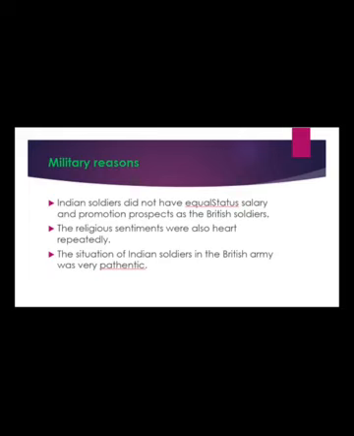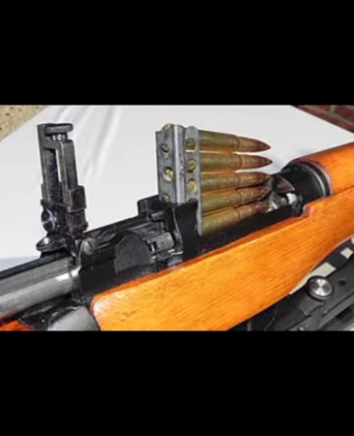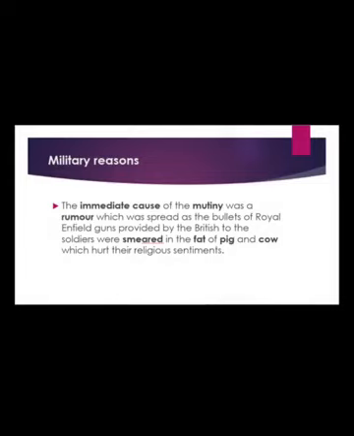The immediate cause of the mutiny was a rumor that the bullets of the Royal Enfield guns provided by the British to the soldiers were greased with the fat of pig and cow, which hurt their religious sentiments. Dear students, the cow was sacred for the Hindus and the pig was prohibited for the Muslims. This became the immediate cause for the mutiny.